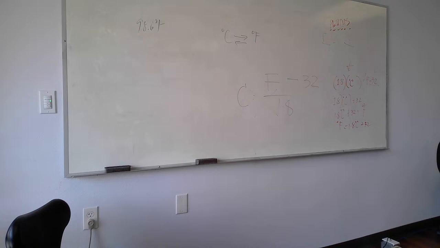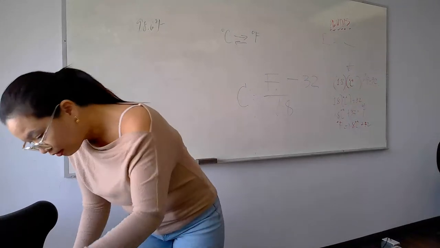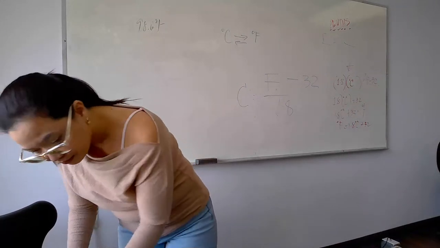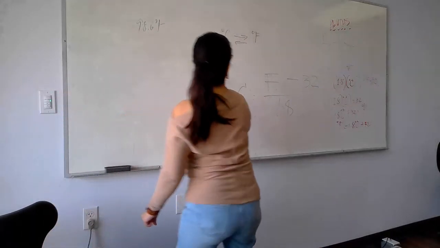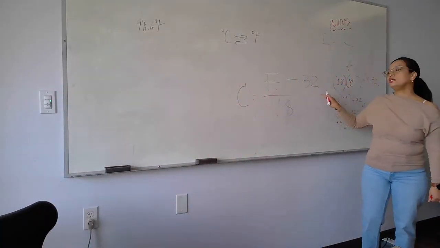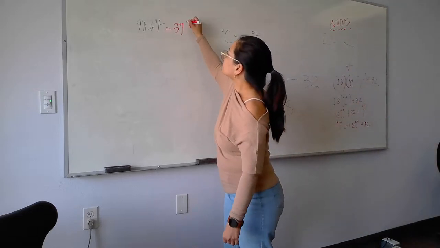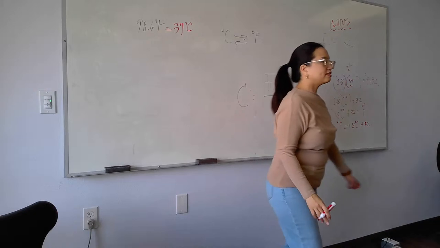So it's just a matter of plugging it in, right? So this will be 98.6 minus 32, then divided by 1.8. And the answer is 37 degrees Celsius.